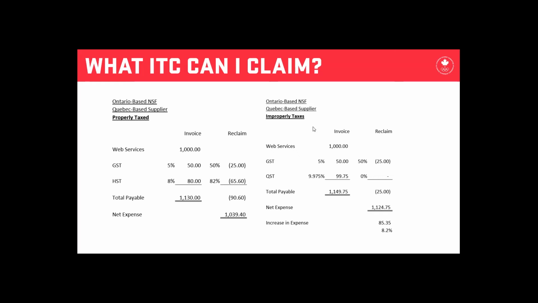If we go to the next slide, you'll see what happens in the case of a Quebec-based company charging GST and QST, not claiming back the QST. That entire $99.75 becomes an expense. And so not only are you charged more overall, you're also able to reclaim less, and so your expense goes up almost, I think it's $85 and change, or 8.2%. And if you have a large project, which oftentimes web design contracts can be quite significant, and you're eating an extra 8% along that project, you could be out some serious cash.